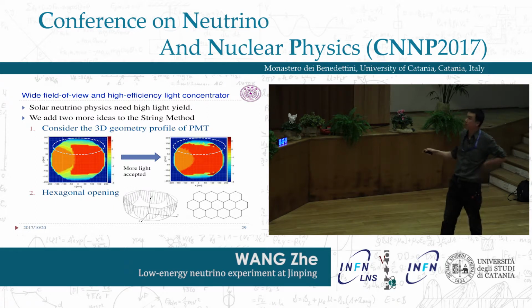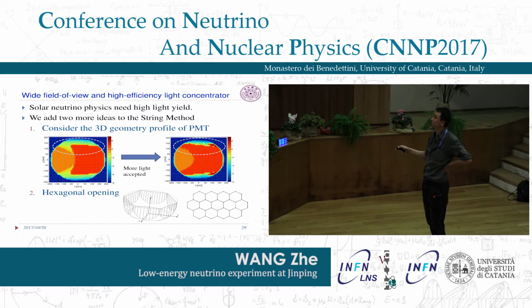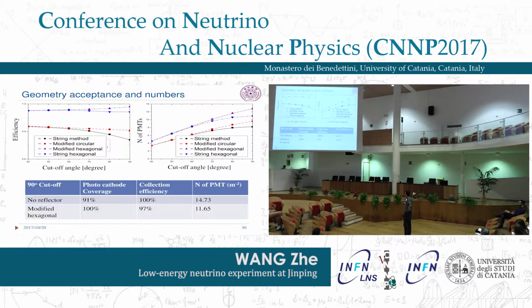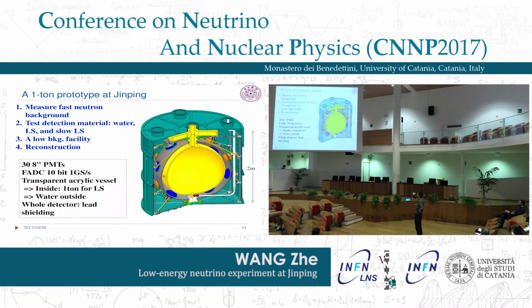We can also use hexagonal openings to fill the gaps. This will give us something like 100%. Basically, this is the efficiency scan for all cutoff angles for light concentrators. For example, for 90 degrees, they can reach 97, 98%. Certainly, the number of PMTs required is a little higher, but still better than without it.